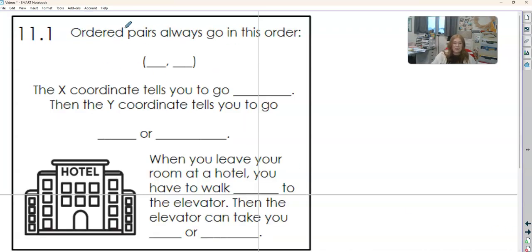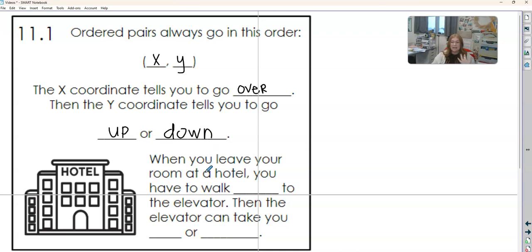So let's look at our ordered pairs a little closer. So remember, it always goes x first. We always go over. Then we have y that goes up and down. So the x coordinate always tells us to go over. So whether it's positive or negative, we're going over. If it's positive, we go to the right. If it's negative, we go to the left. So once we find how far over we need to go, then the y coordinate tells you either to go up if it's positive or down if it is negative.